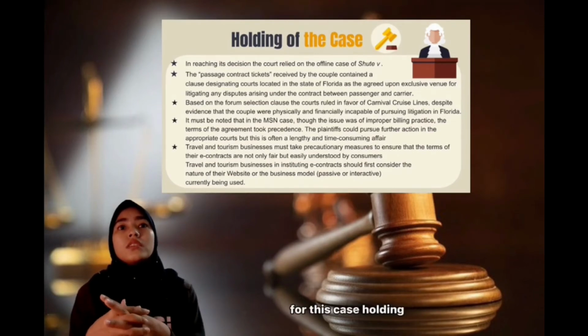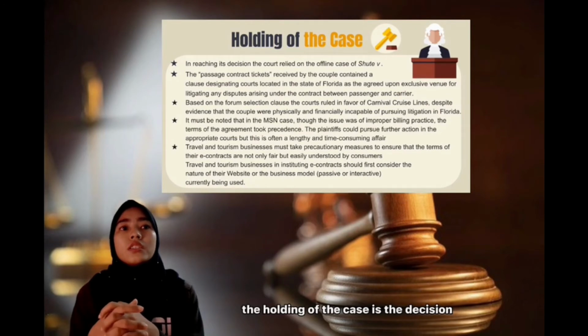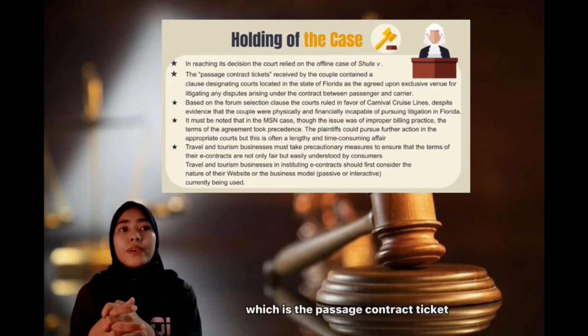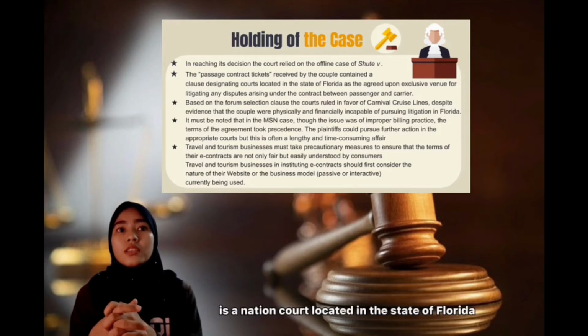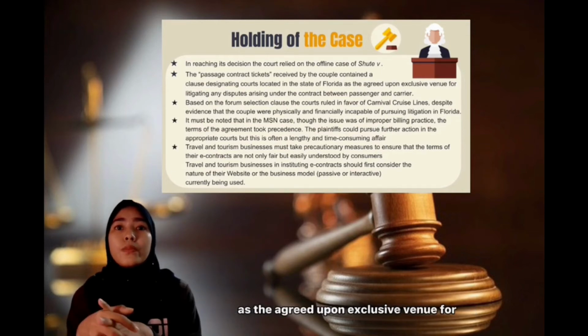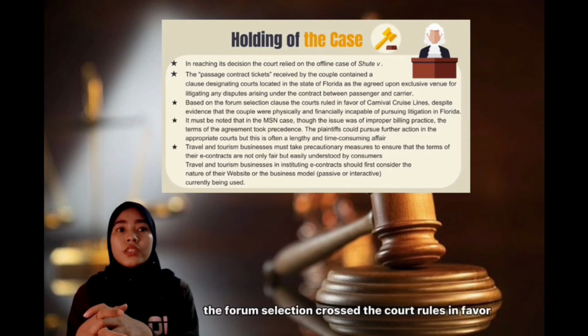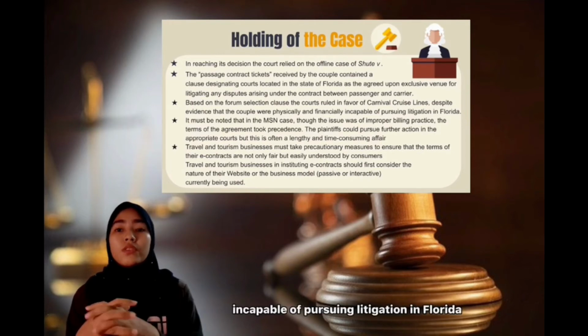For this case, the holding of the case is the decision the court relied on, the earlier case of Shute v. Carnival, where the passage contract ticket received by the couple contained a forum selection clause designating a court located in the state of Florida as the agreed upon exclusive venue for litigating any dispute arising under the contract between passenger and carrier. And from the case, the forum selection clause, the court ruled in favor of Carnival Cruise Line, despite evidence that the couple were physically and financially incapable of pursuing litigation in Florida.